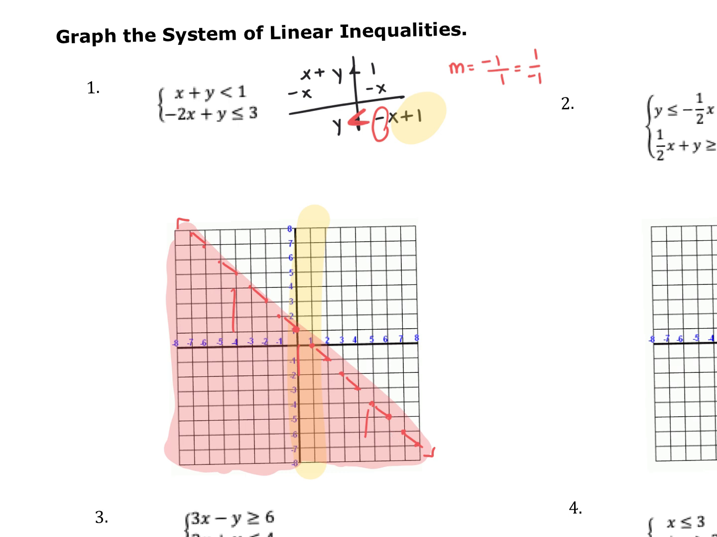Okay, now I'm going to look at my next one. I have a negative 2x plus y, so I'm going to rewrite that: negative 2x plus y is less than or equal to 3. To graph that, I'm going to add 2x to both sides. So now I have y is less than or equal to 2x plus 3. That one is ready to graph.